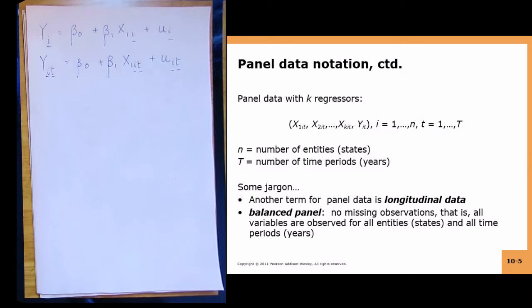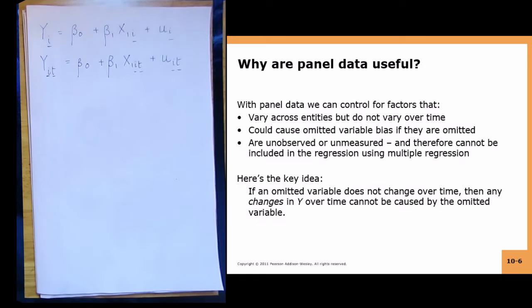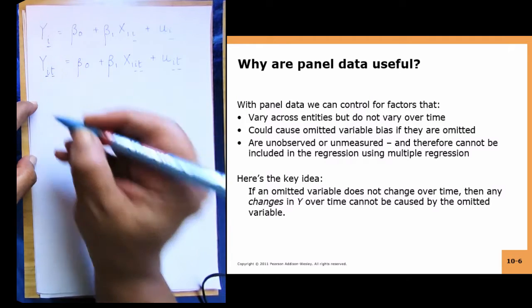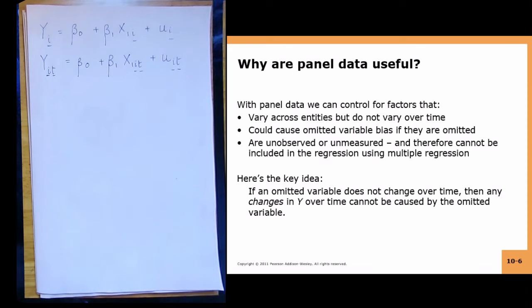Okay. Panel data is also known as longitudinal data, and balanced panel indicates that you have data for each of the i entities for each period in time. Okay. So if you were to write it out, in fact we will look at that. This we will talk about when we start discussing the example.